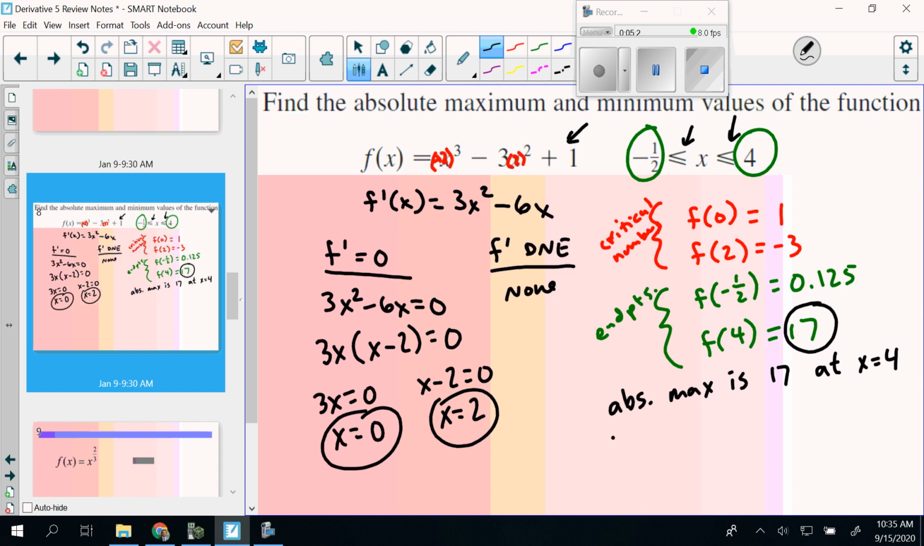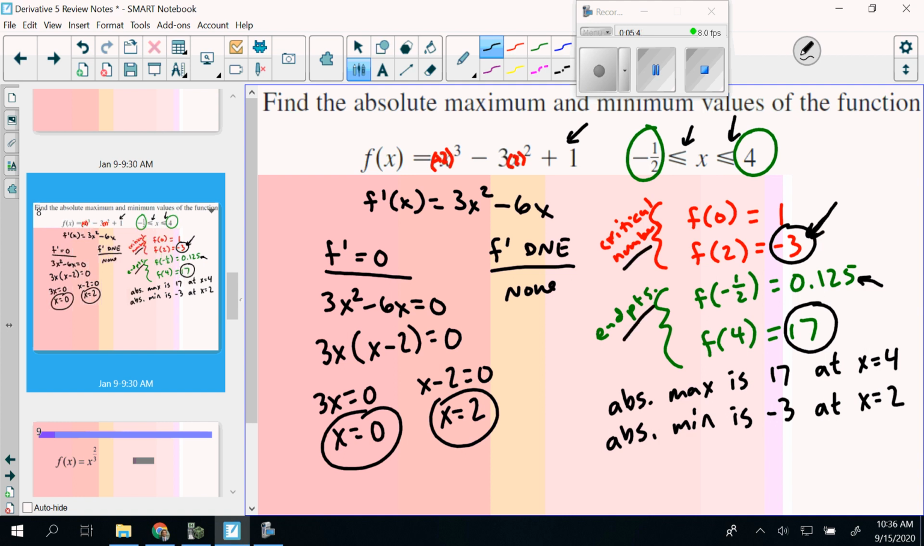And then our absolute minimum is going to be the smallest value. Now this is a small number, but negatives are even smaller here. And so our absolute min is -3 at x equals 2. So in this case, our lowest value did occur at a local minimum here, because this ends up being a local minimum, being a critical number. Our maximum, though, it did not end up being at a local max, it ended up being at the endpoint.